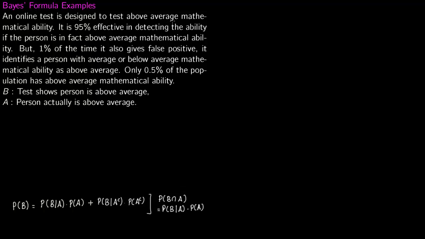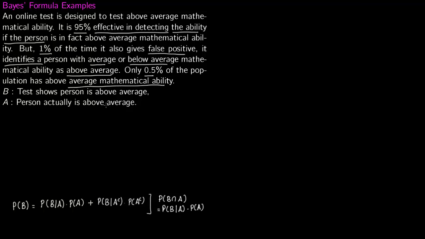There is an online test that is designed to test mathematical ability. 95% of the time it is effective in detecting the ability if the person is in fact above average. So the person is above average, you give him the test, 95% of the time the test is effective. But 1% of the time it also gives a false positive. It identifies a person with average or below average mathematical ability as above average. Only 0.5% of the population has above average mathematical ability.